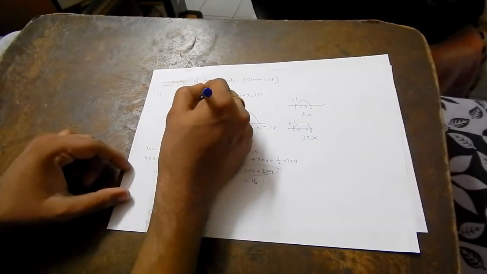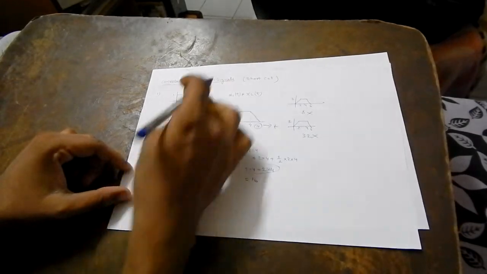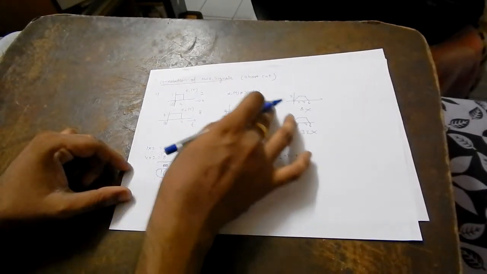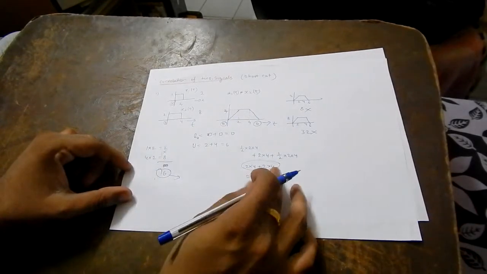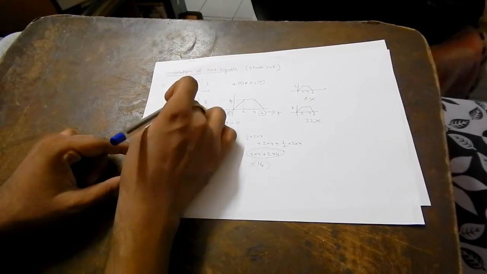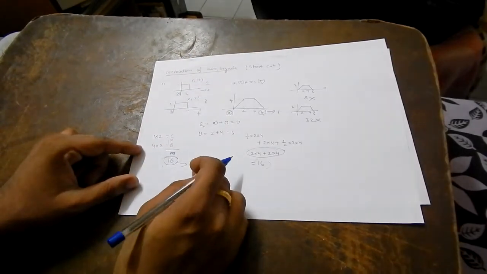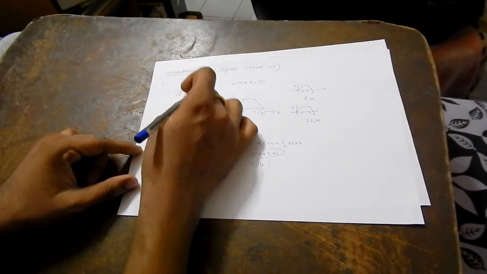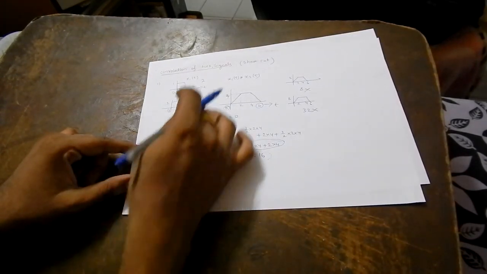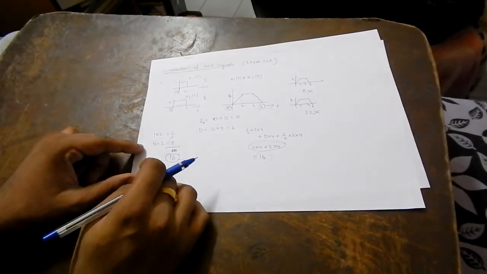The area is 2 and this area is 8. If you multiply these two areas, you get 16. And if you find the area of the convoluted signal, you get 16. That means the lower limit of the convoluted signal is the sum of the two lower limits, the upper limit is the sum of the two upper limits, and the area is the product of these two signal areas. Okay.